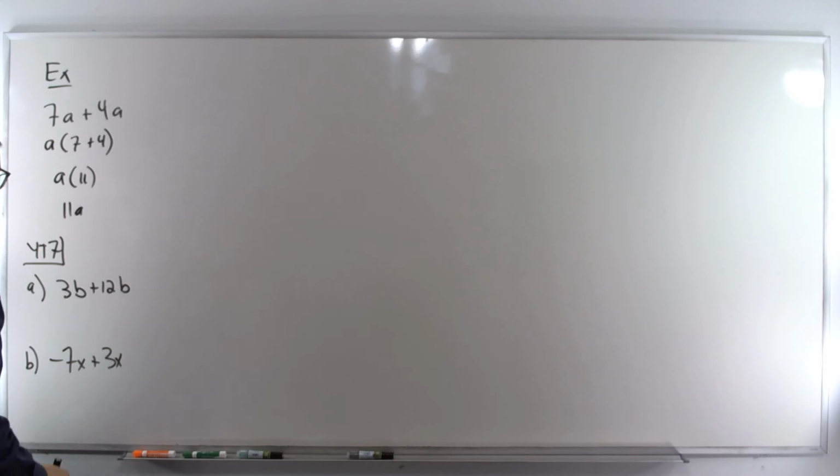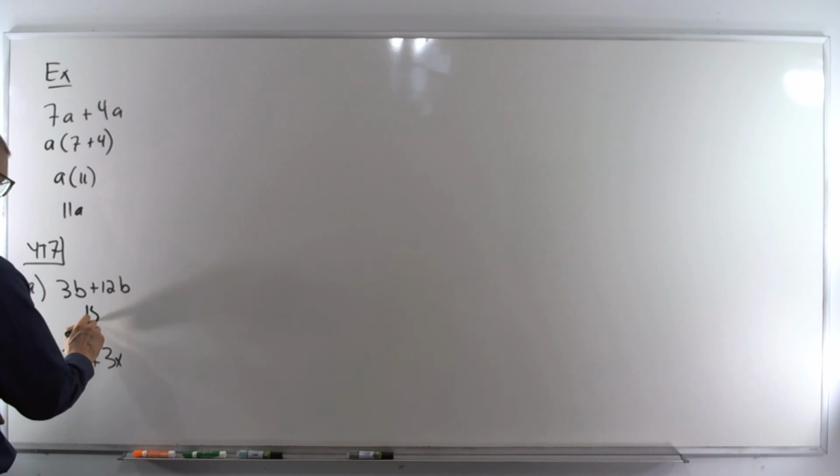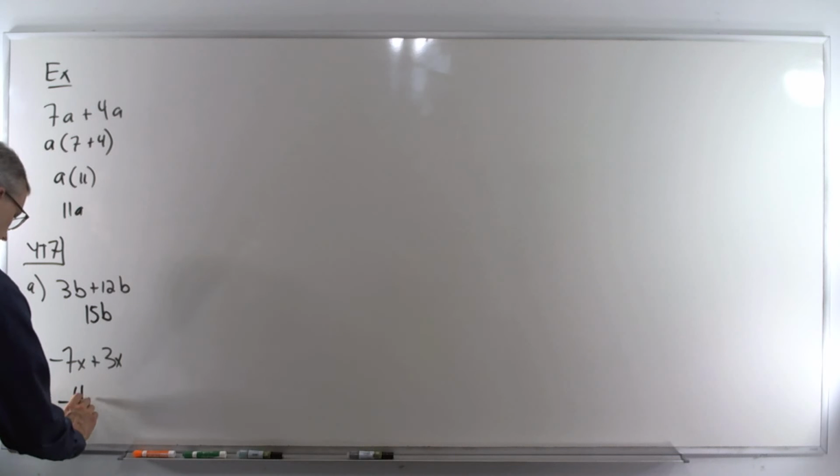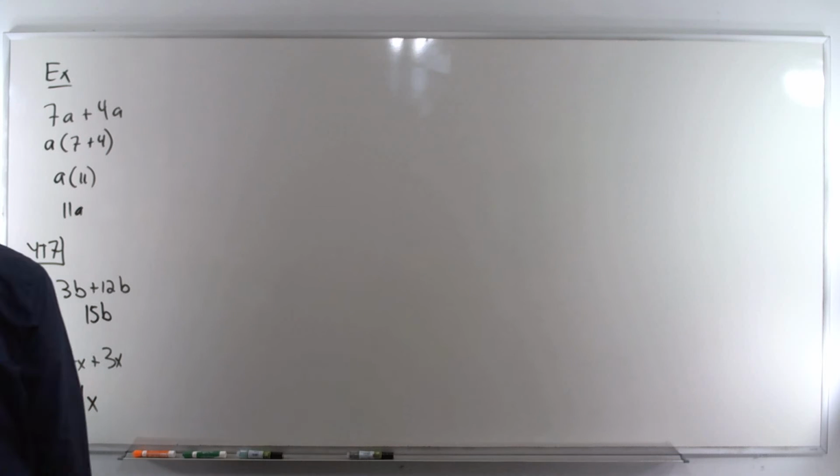All right, 3b and 12b, add together 3 and 12 to get 15, keeping the variable part the same. And never change the variable when we're adding. Think of these as representing basketballs. If we add together 3 basketballs and 12 basketballs, we don't get 15 volleyballs. Right? Don't change what we add. All right, now we've got negative 7 plus 3 is negative 4, so that is negative 4x.